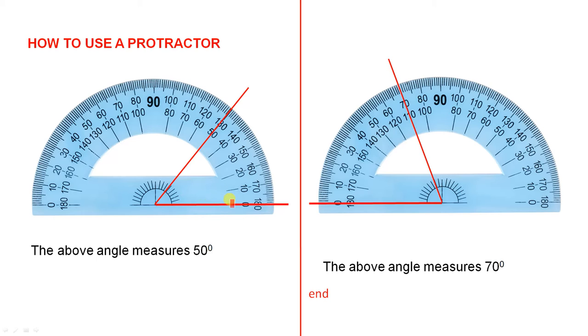And then for this particular angle, because it's drawn with that orientation, you start from 0 and you go this way. And you will notice the line is very close to 50, so we'll make it 50 degrees. So the above angle measures 50 degrees.